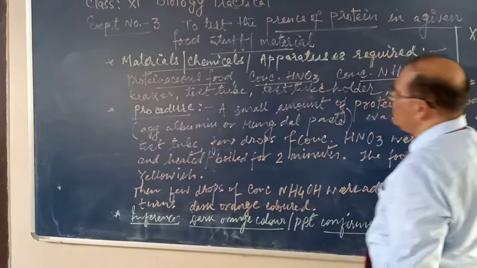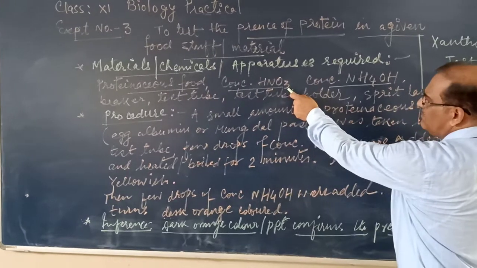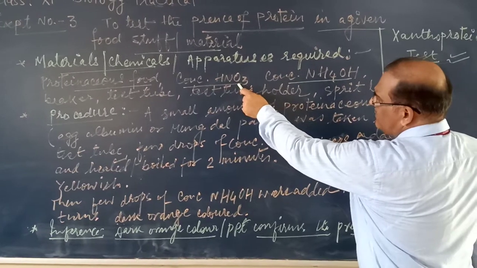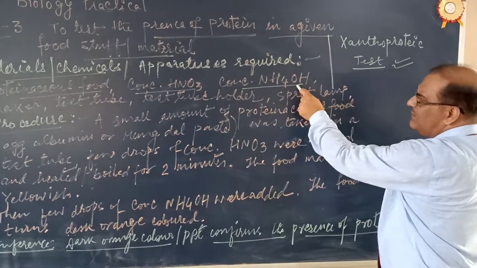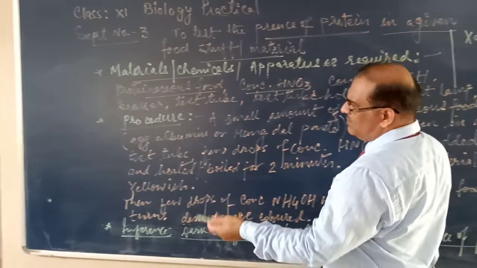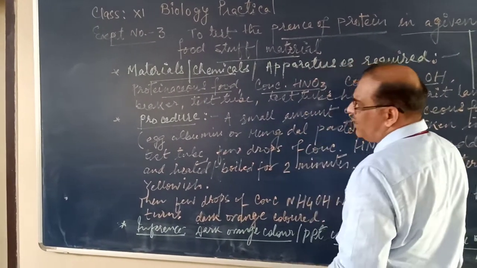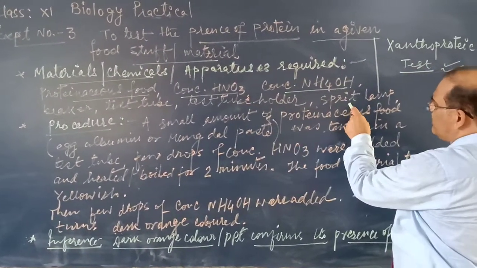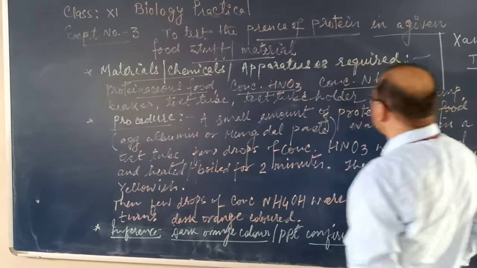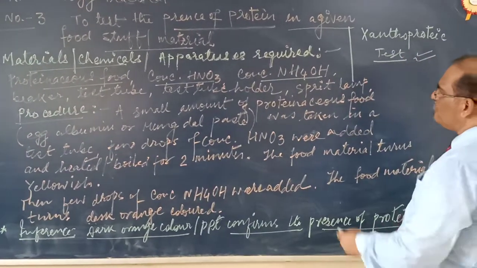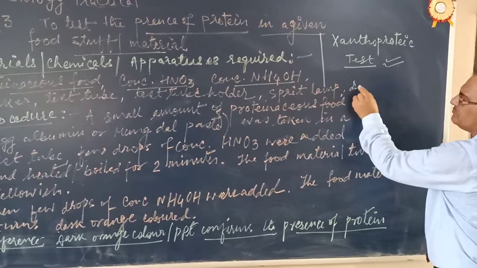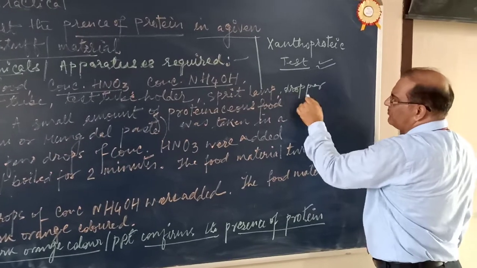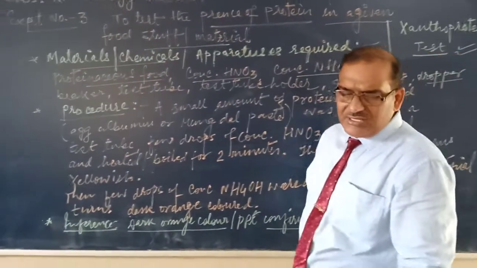Proteinaceous food we need. Then chemicals we need: conc HNO3, nitric acid, and conc ammonium hydroxide, NH4OH. Other materials, you can say apparatus required: beaker, test tube holder, spirit lamp, matchstick, and dropper. We need droppers and matchsticks, matchbox. So these are the materials required.